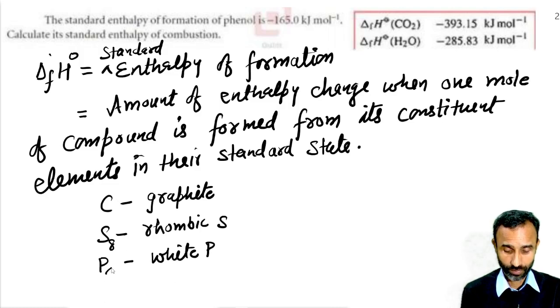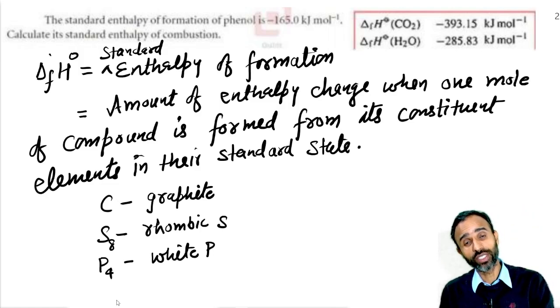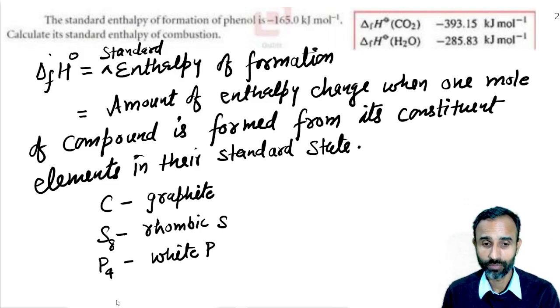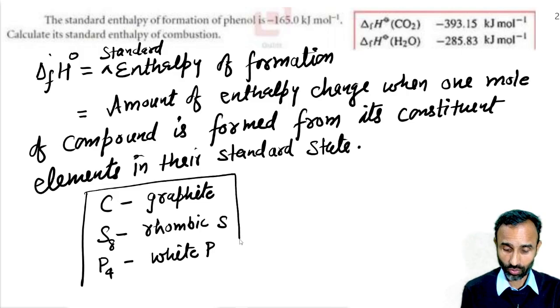So rhombic, meaning S8, but rhombic; even S8 is there as monoclinic sulfur, plastic sulfur. Even P4 is white phosphorus, red phosphorus, black phosphorus. So these 3 standard states you have to remember, okay?